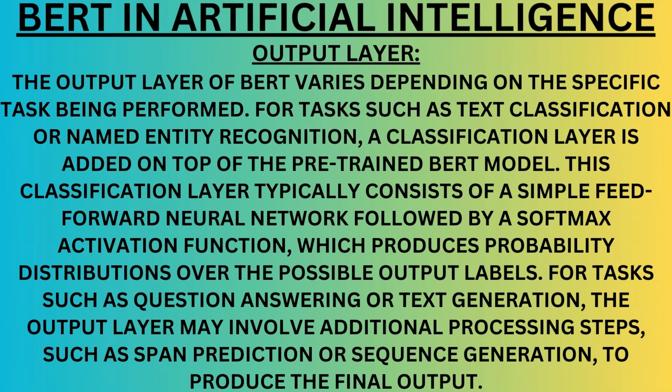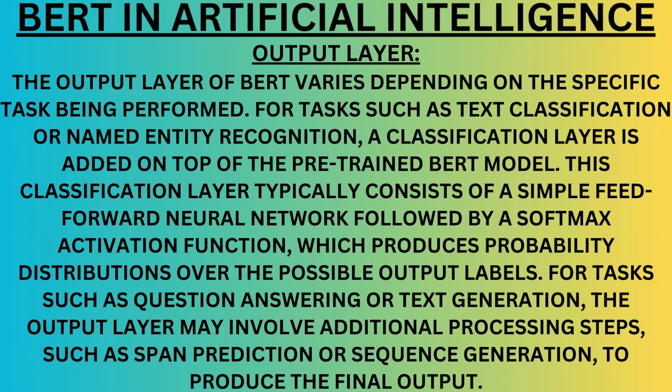Output layer. The output layer of BERT varies depending on the specific task being performed. For tasks such as text classification or named entity recognition, a classification layer is added on top of the pre-trained BERT model. This classification layer typically consists of a simple feed-forward neural network followed by a softmax activation function, which produces probability distributions over the possible output labels.